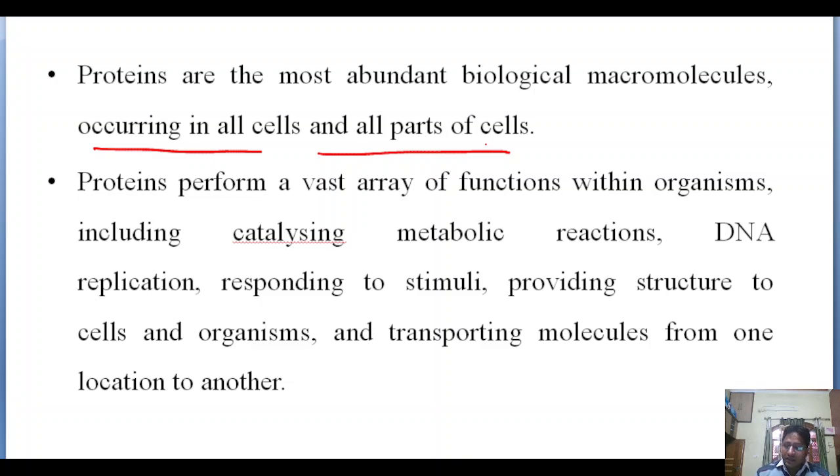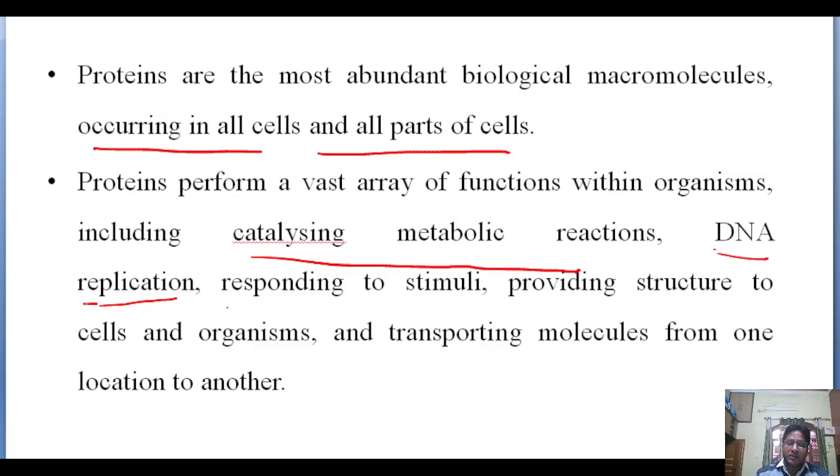Proteins perform various functions in an organism. First, they catalyze metabolic reactions. Various metabolic reactions occur in the body, and all of them require enzymes, and mostly enzymes are made up of protein. Other molecular biological reactions such as DNA replication, transcription and translation also involve various transcription factors and translation factors, which are also made up of protein.